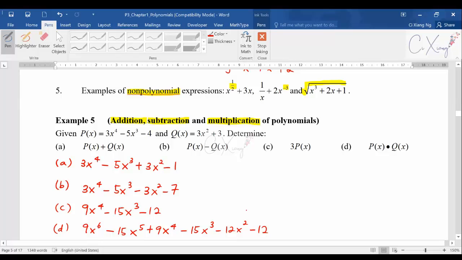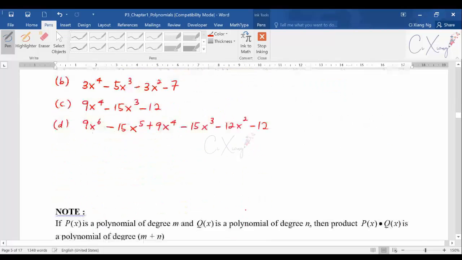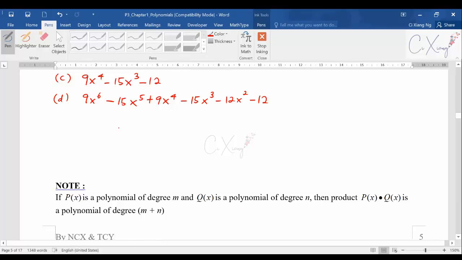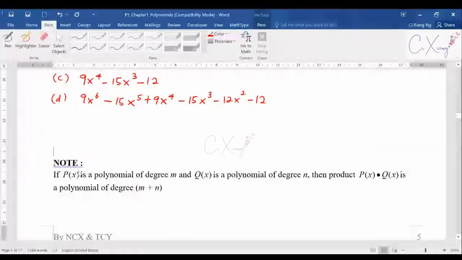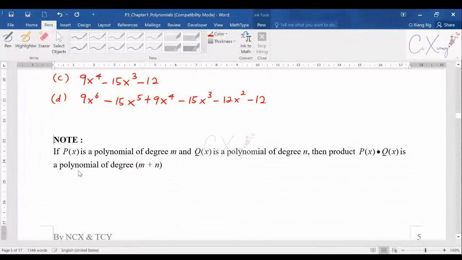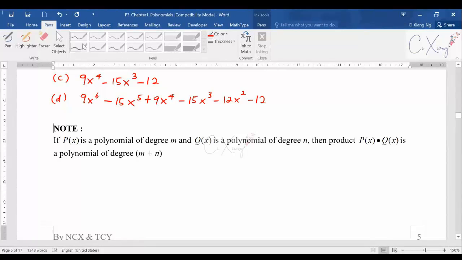Okay, now if you continue further, have a look here. There are some important things that you need to know about polynomials. Just now we talked about degree, right? Degree means the highest power of x in a polynomial. So you need to know that when p(x) is a polynomial of degree m and q(x) is a polynomial of degree n, then the product, meaning the multiplication of these two polynomials, is of degree m plus n.